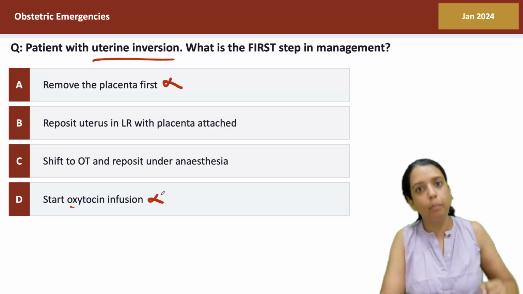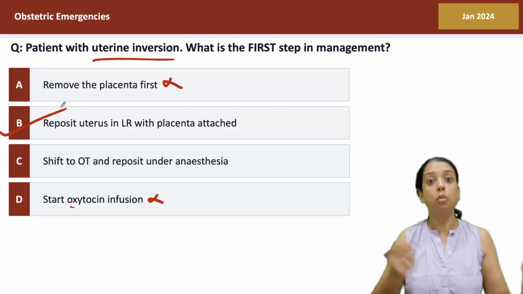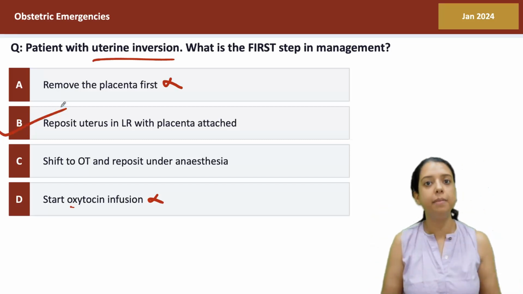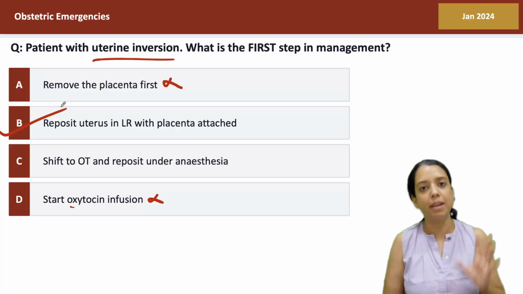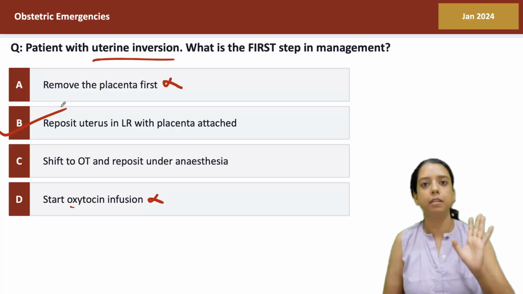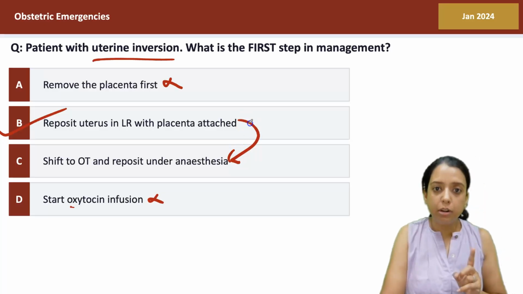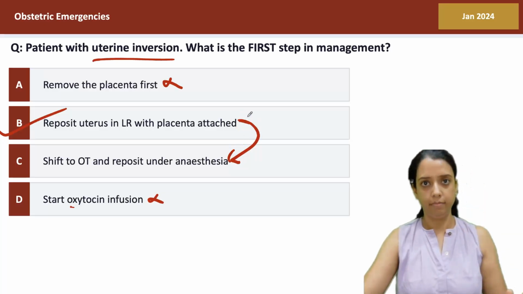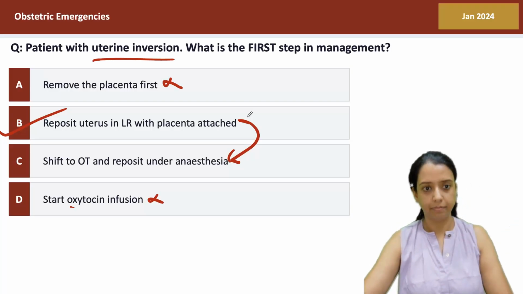Once you stop it, now push it in. Replace the uterus with the placenta attached. Where? Will you take her to OT? The patient will expire in that time. You do that push in the labor room. Then and there, with the placenta attached, push it in. You shift her to OT only when you are not able to replace it in the labor room.